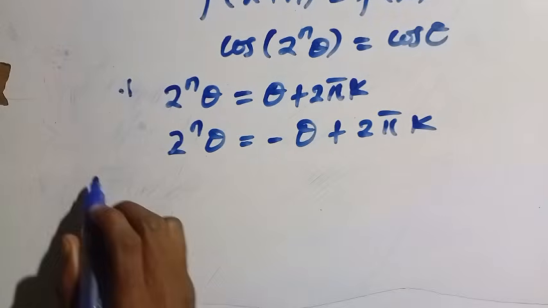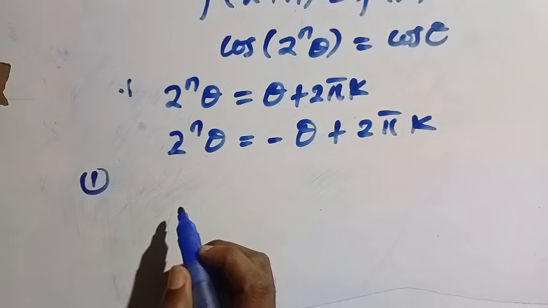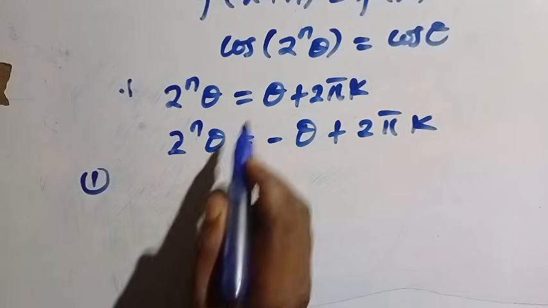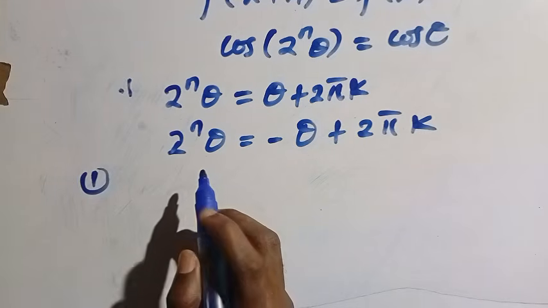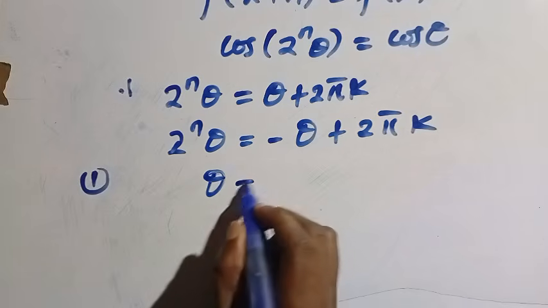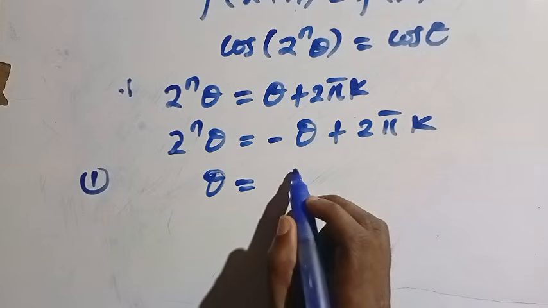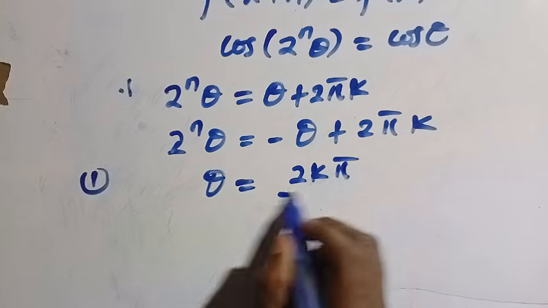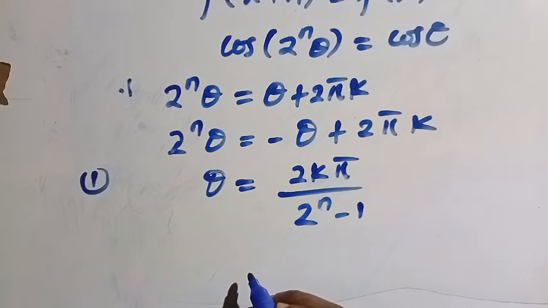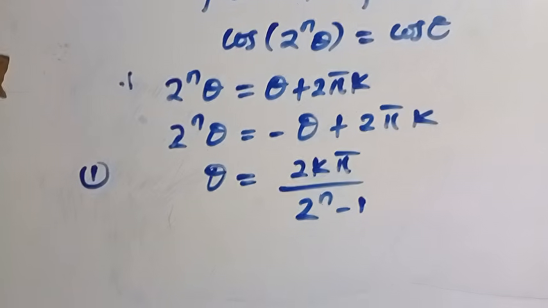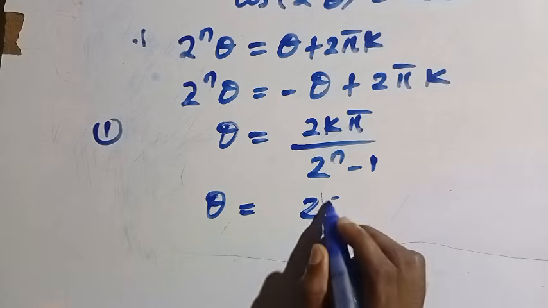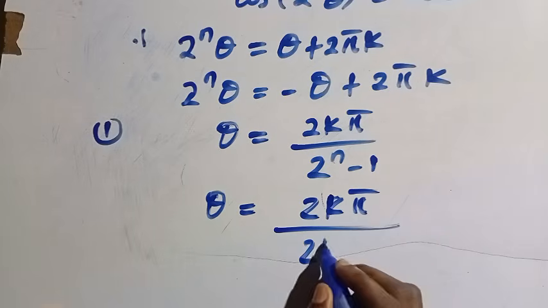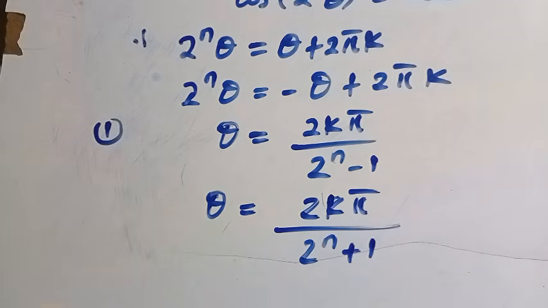Looking at the first case, getting the value of theta is very simple. We take theta, factorize, and divide both sides by what we have, and we get theta equals 2k pi divided by 2 raised to power n minus 1. Looking at the second one, we get theta equals 2k pi divided by 2 raised to power n plus 1. These are the two things that we have.